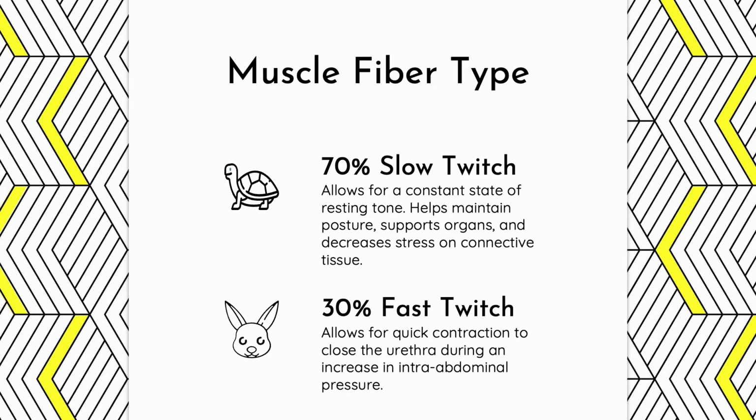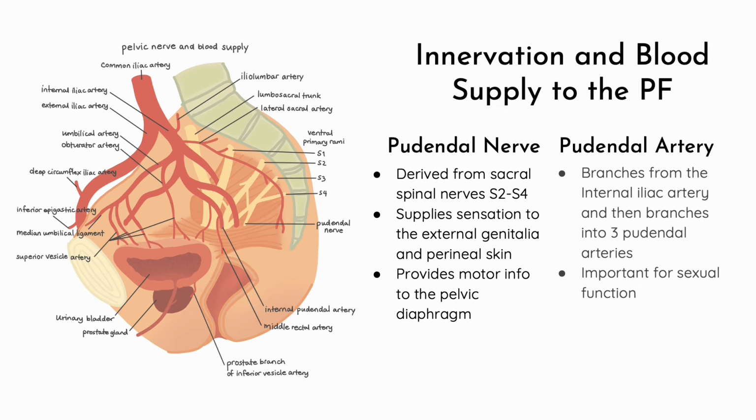It is important to note that the pelvic floor is made up of about 70% slow-twitch fibers and 30% fast-twitch fibers. The slow-twitch fibers allow the pelvic floor to be in a state of constant resting tone and support pelvic structures as well as the spine. The fast-twitch fibers allow for quick closure of the sphincter around the urethra to prevent leakage of urine during instances of high intra-abdominal pressure, such as when laughing or coughing.